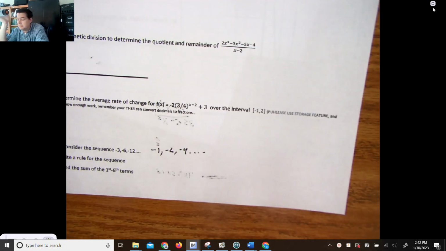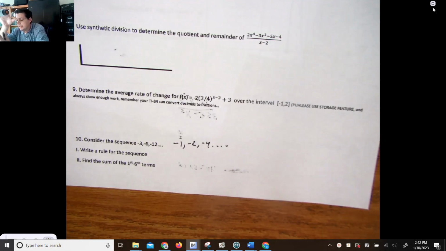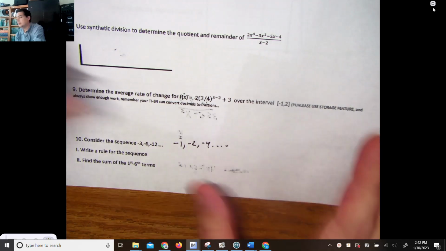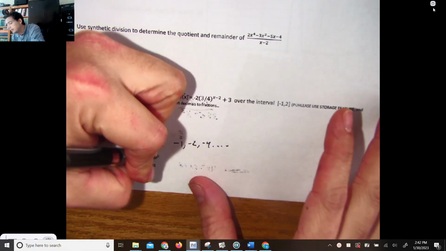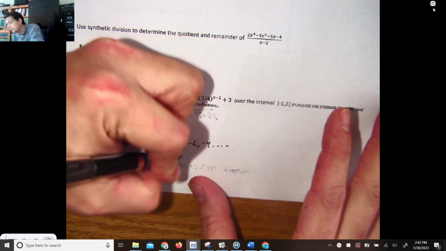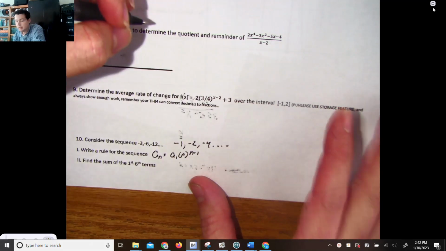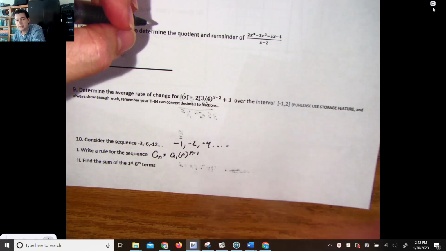So here's the similar question for 10. I actually made this where you can do it two different ways, at least for part 2. Part 1, you got to know the rule that a sub n is a sub 1 times r to the n minus 1. That's what you got to know. All right. So a sub 1 is easy.